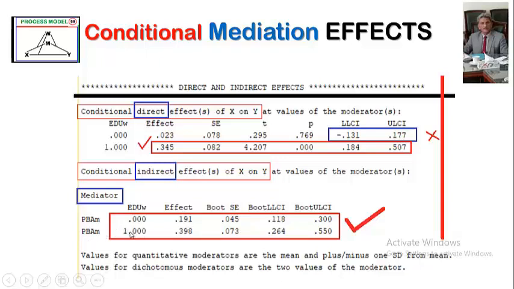And likewise, when we talk about the educated people, when the condition is 1, then in the presence of perceptions about the benefits of affiliation, the effect of respondents' attitude on political affiliation is 0.398, and it is also significant as it also has plus signs with both the values of lower and upper limits of confidence interval.